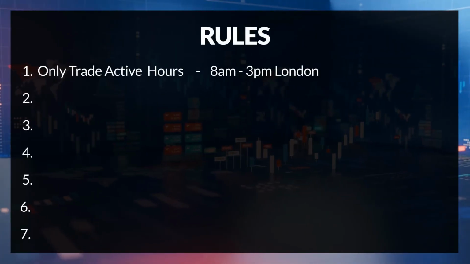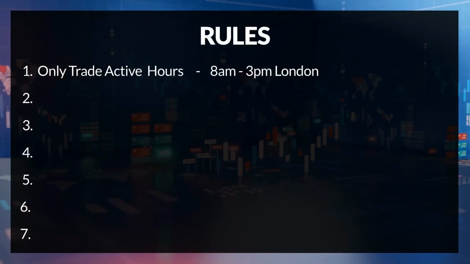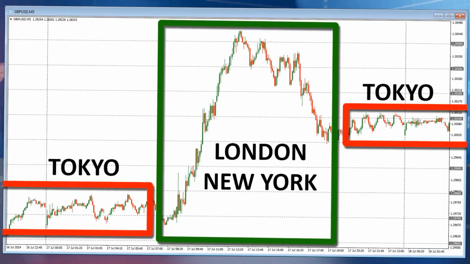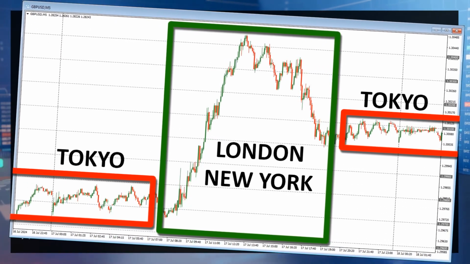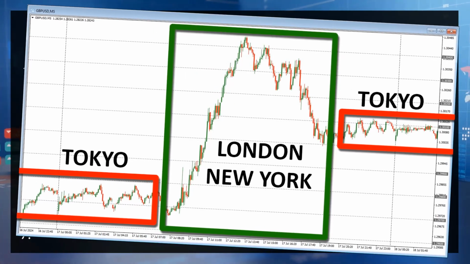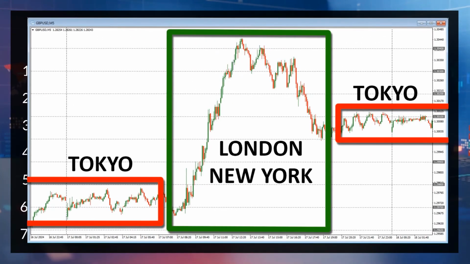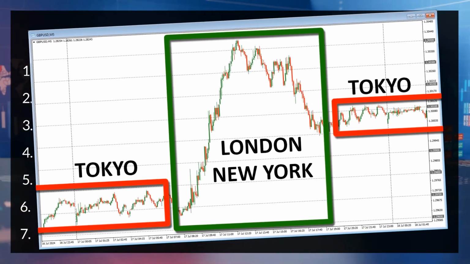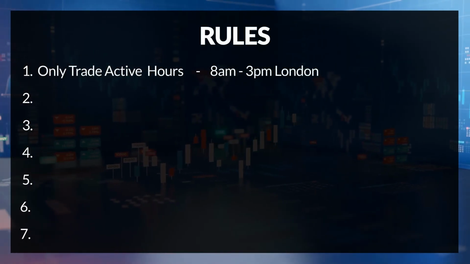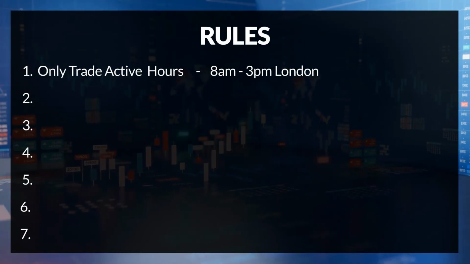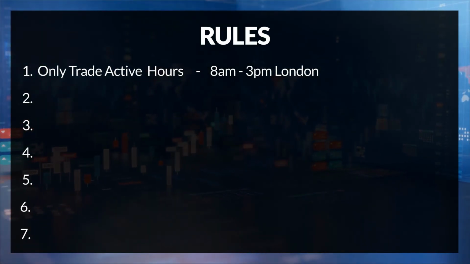Number 1, only trade the most active market hours. If you trade this in the Asian markets, the price on a 1-minute chart doesn't usually move far enough or quickly enough, so you will increase your losing trades. London and New York market hours are the only times you should be entering, and the rule I use is only enter a new position between 8 a.m. and 3 p.m. London time. Anything outside those hours should be avoided.